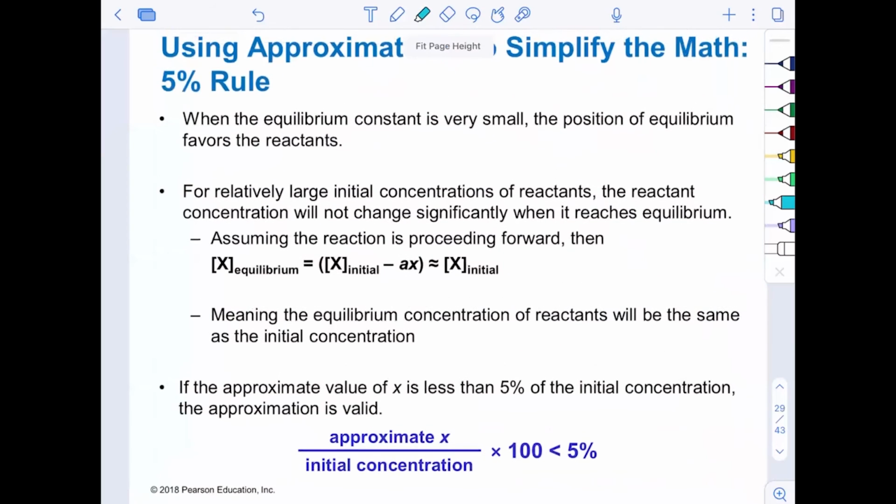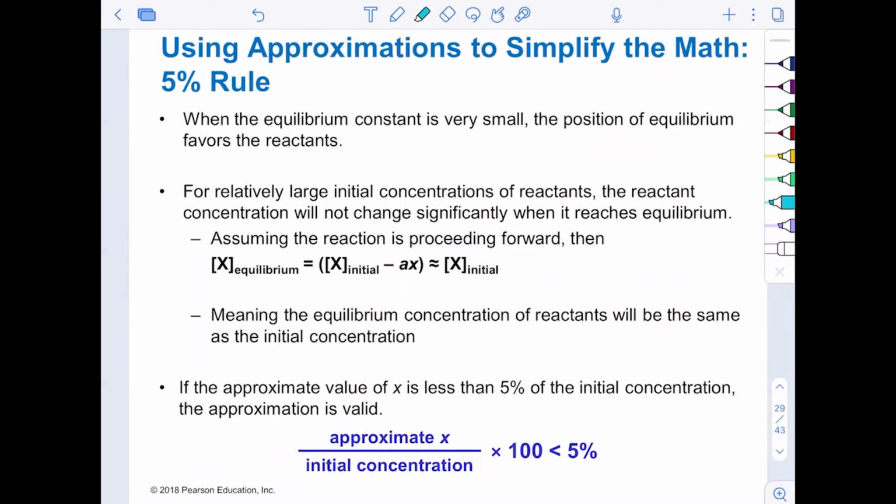Now, yes, I know the quadratic equation sucks. I get it. It makes sense. Using approximations, we could simplify the math using what we call the 5% rule. When the equilibrium concentration is very, very small, the position of the equilibrium favors reactants. For relatively large initial concentrations of the reactants, the reactant concentration will not change that much.